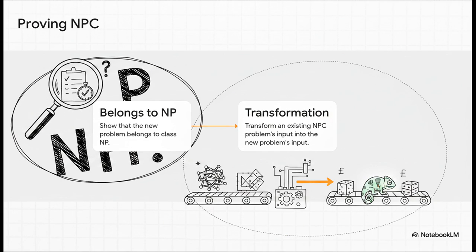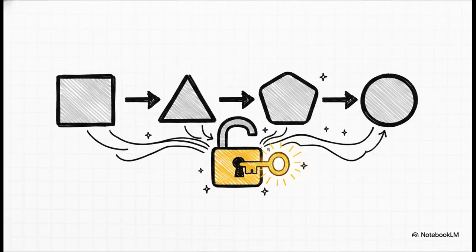Second, you take an existing, already proven NP-complete problem, and you write a fast algorithm that transforms its input into your new problem's input. This transformation is what we call a polynomial time reduction. You're essentially proving that your new problem is just an existing, impossibly hard problem wearing a different disguise. It is absolutely incredible to see this chain reaction in practice.